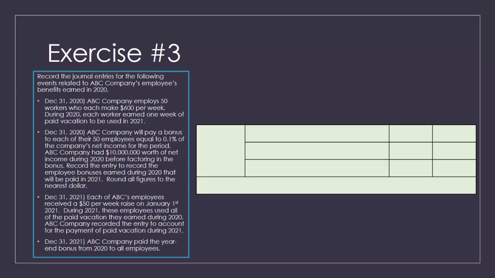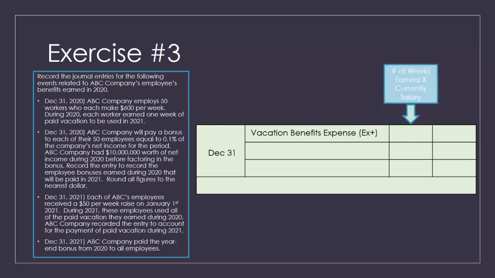Step by step, let's start with the first one, where we need to put employee vacations that are earned onto our books. So on December 31st, this is 2020, we're going to debit an account called Vacation Benefits Expense, and that is for the amount of weeks of vacation that were earned by our employees times the average current salary of our employees. For the sake of simple math, everybody's going to make the same in this example.